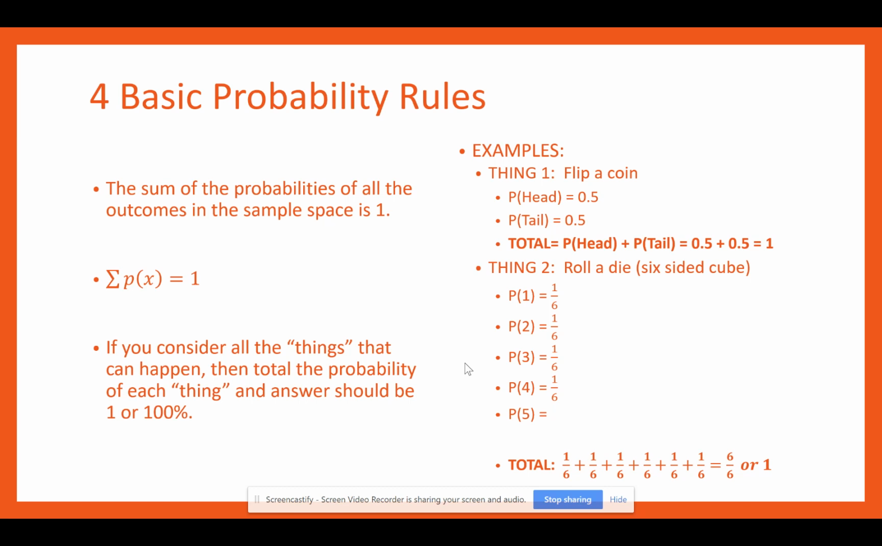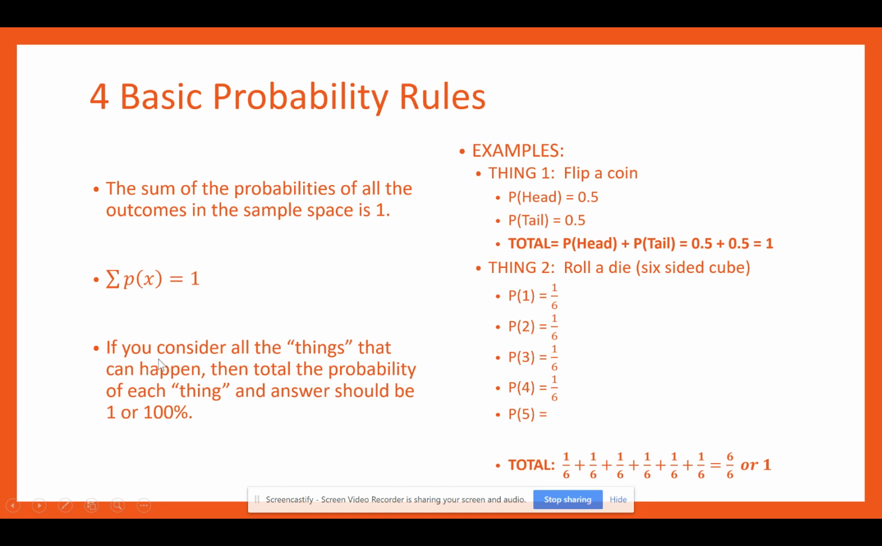The fourth and final rule is the sum, which means you're going to add them up. The sum of the probabilities of all the outcomes in the sample space is 1. Now that's some fancy language. Basically it means if you consider all the things that can happen and add up their probabilities, they should total 1. And this funky looking notation here, in the center on the left, simply means you're going to add up all the probabilities and they total 1.